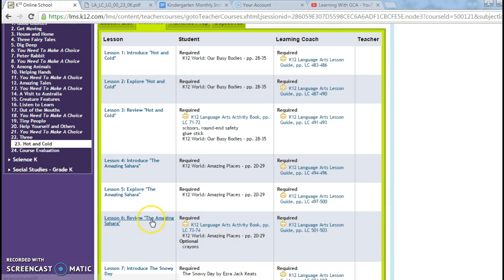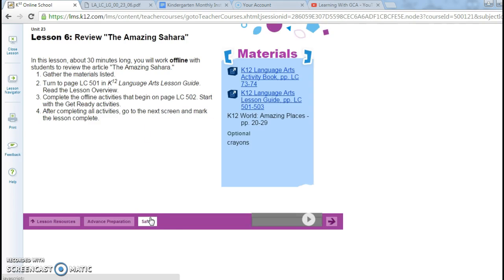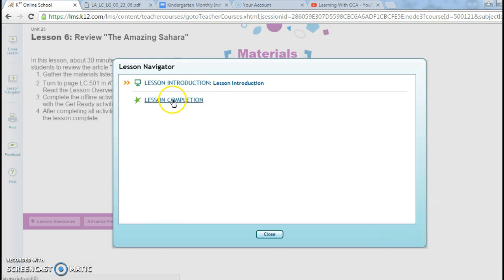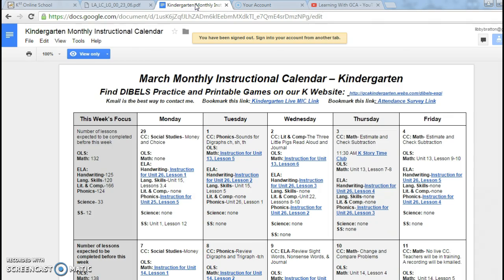Excellent job. You are now ready to mark this lesson complete in the OLS. Please go to Literature and Comprehension, Unit 23, Lesson 6. On the left-hand side, you will click on the Lesson Navigator, and then you will click on Lesson Completion. You will mark the lesson complete and enter the attendance for today. Please remember to fill out the attendance survey that's located at the top of our kindergarten MIC. You will click on the survey link, and for the topic, you can put Literature and Comprehension, Unit 23, Lesson 6.